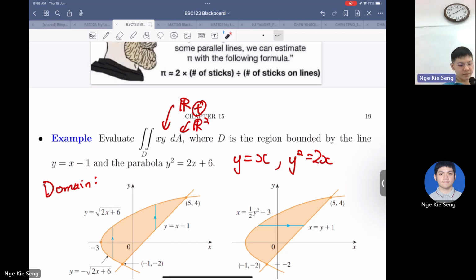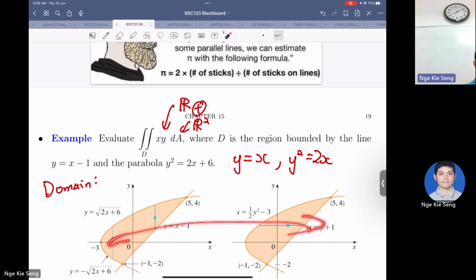So how many ways are there to compute the double integral if the function is continuous? By Fubini's theorem, two ways: the iterated integral dy dx or dx dy. They both compute to the same number.